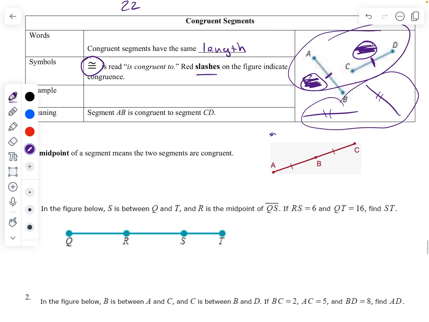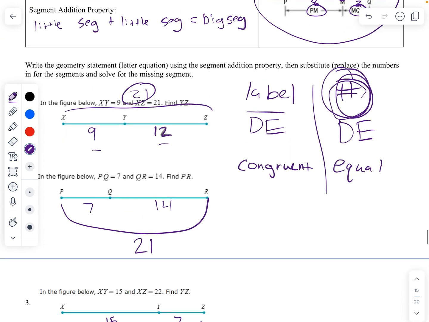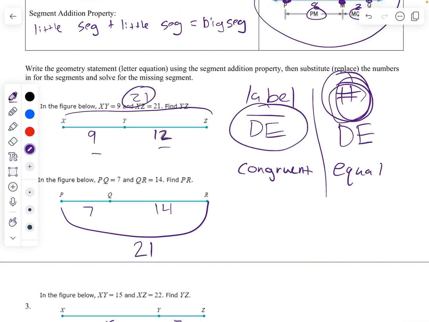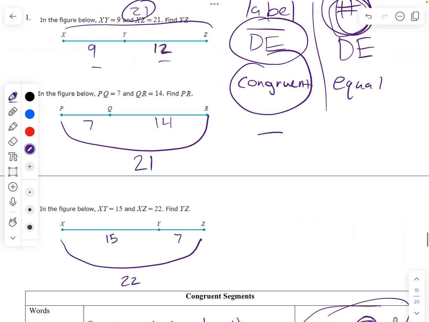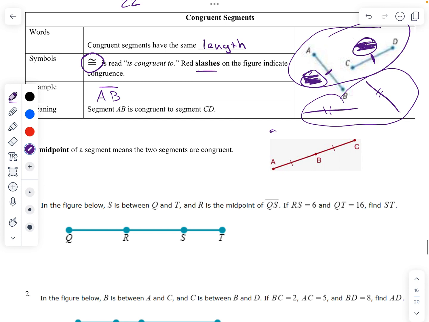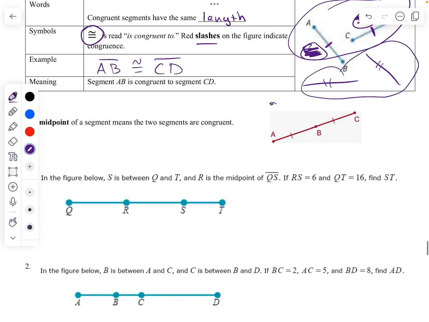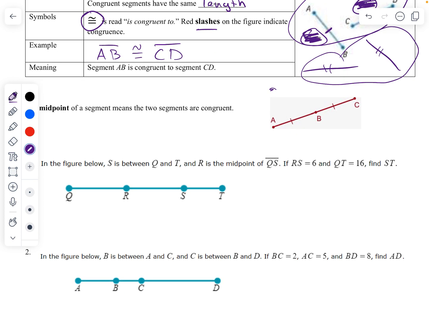So for example, we could say AB, I believe is what that's called. That's a segment. We're in segment language right now. Remember, when we're in that language where we put the segment on top, we use the word congruent. Or this, or that one uses an equal sign. So we would say segment AB is congruent to segment CD, just like that. And that's exactly what I said right there.